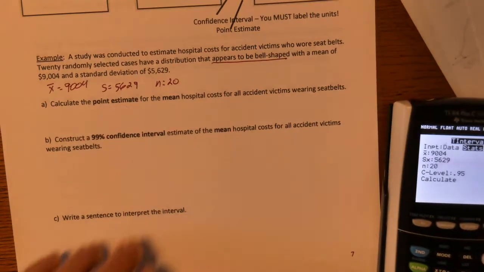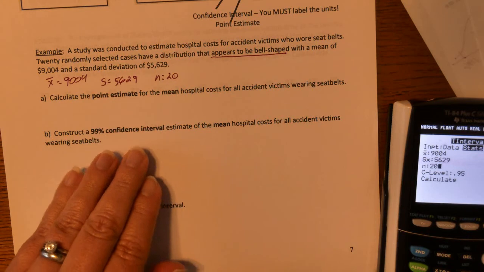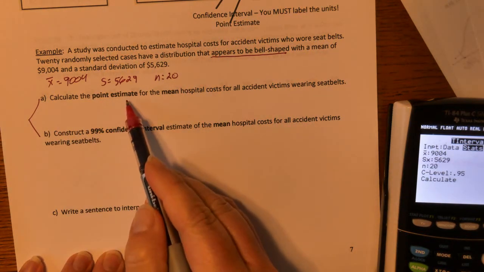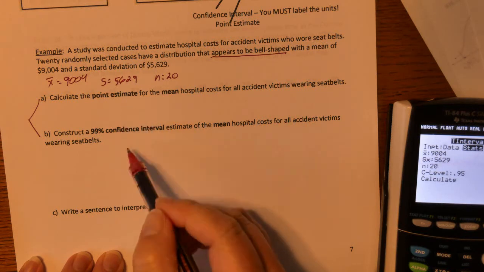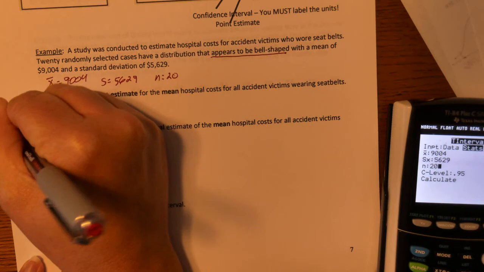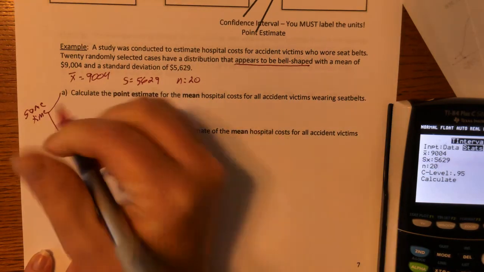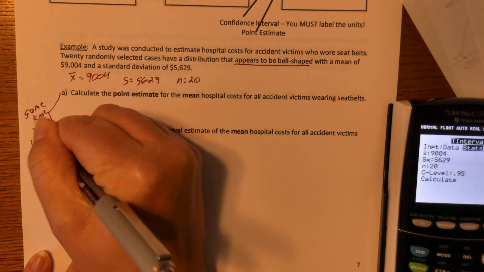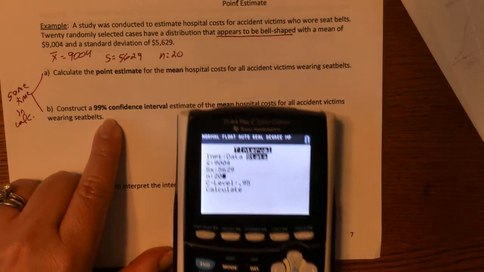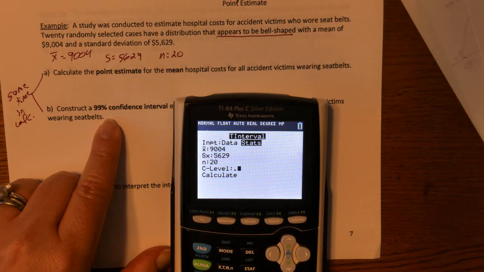And then they want the point estimate, and in part B, they want the confidence interval. Remember, instead of doing the point estimate by hand, you can get the point estimate and your confidence interval at the same time in the calculator. I do need to tell it how confident I want to be. They want us to be 99% confident, so 0.99 is my confidence level, and I hit calculate.